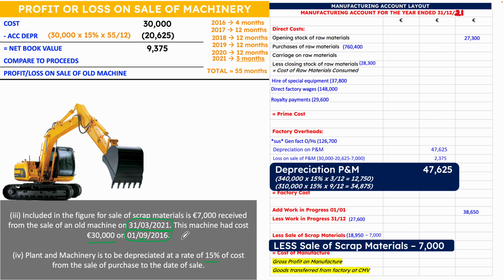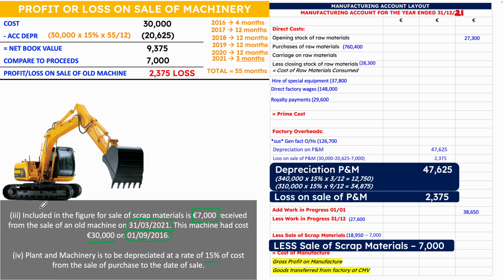And we compare that net book value to the proceeds. So the proceeds were what we got for it, which was 7,000. So 9,375 is what we thought it was worth, but now we only got 7,000 for it. So that unfortunately is a loss of 2,375, which you also would put into the factory overheads. So that also goes into the factory overheads. So that is the manufacturing account done there.